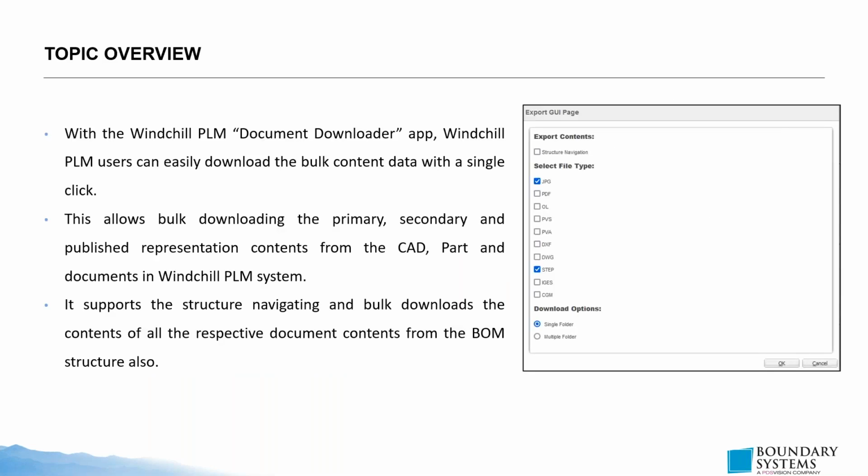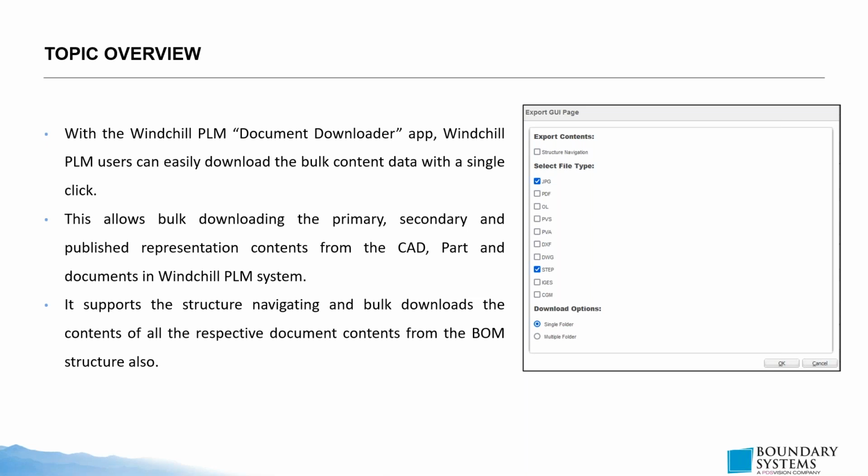Right, so the tool that we are discussing today is called the document downloader. This is the tool that helps Windchill users to quickly download bulk content data from Windchill with just a single click. It allows the bulk download of the primary and the secondary data, any attachments that are linked to the CAD files, and any published content from CAD, WTParts and documents that reside in Windchill.